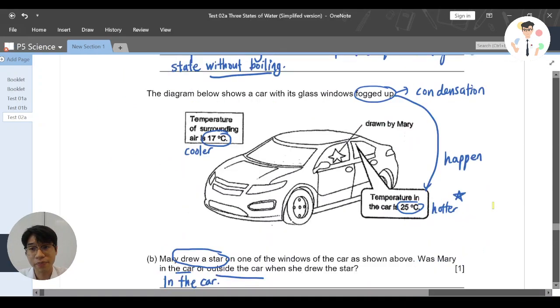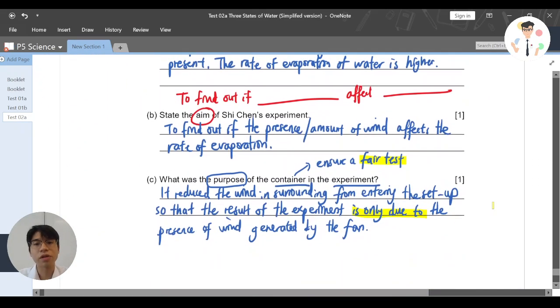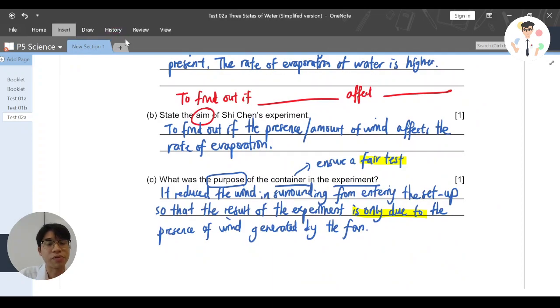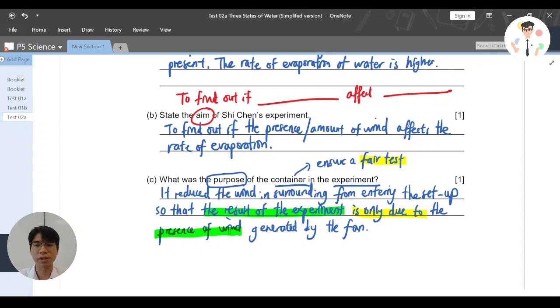So if I go back to this question, what is the result? The result is basically the water, right? So the result of the experiment is only due to the presence of wind, which is my changed variable. It's something very interesting to know, right? When it comes to fair test, you will use the phrase is only due to. Okay. So I think that's all for our test discussion.